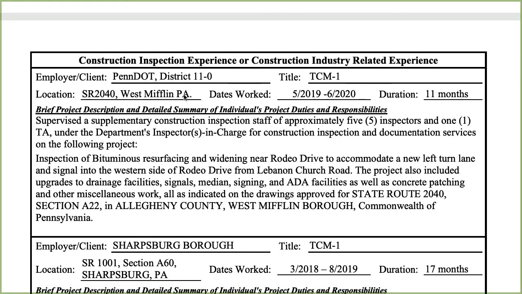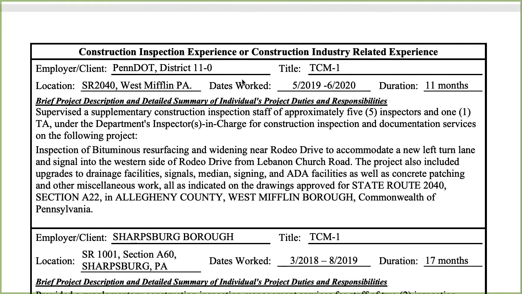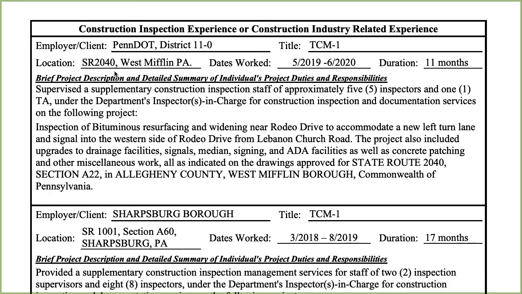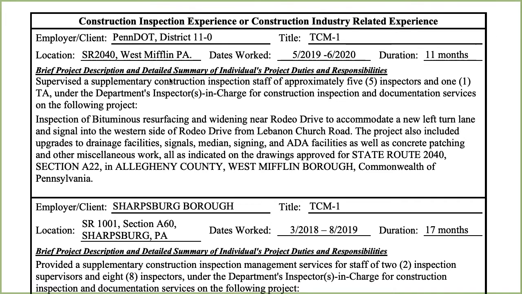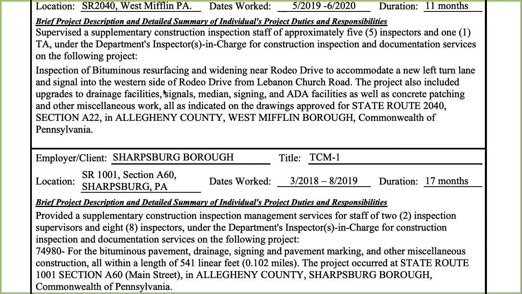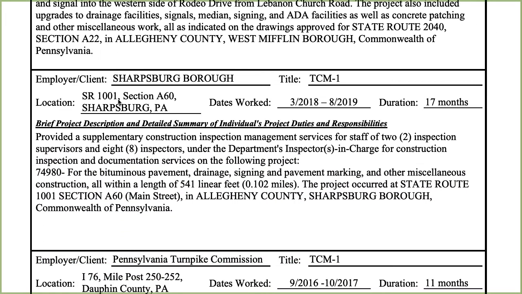Okay, and then what you'll see here are the client, we have the title here, we have the location, we have the dates worked, we have the duration of the project, and we have a brief project description. And then we're repeating that for each of these projects.